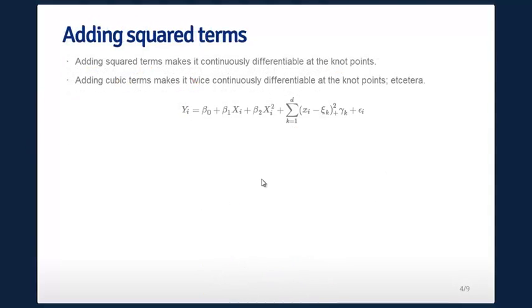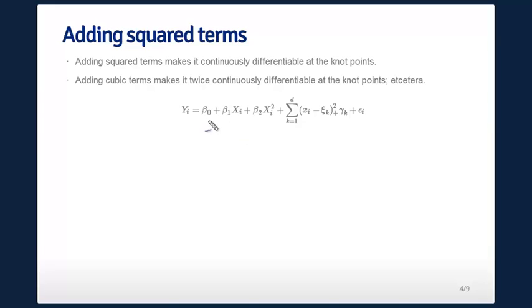So if you add some squared terms, then it turns out that not only is the function continuous at the knot points, you get a derivative at the knot points. And if you added cubic terms, you get 2 derivatives at the knot points. If you add fourth order terms, you get 3 derivatives at the knot points, and so on. And what the derivatives mean is it looks curvy, not sharp and jagged, right?